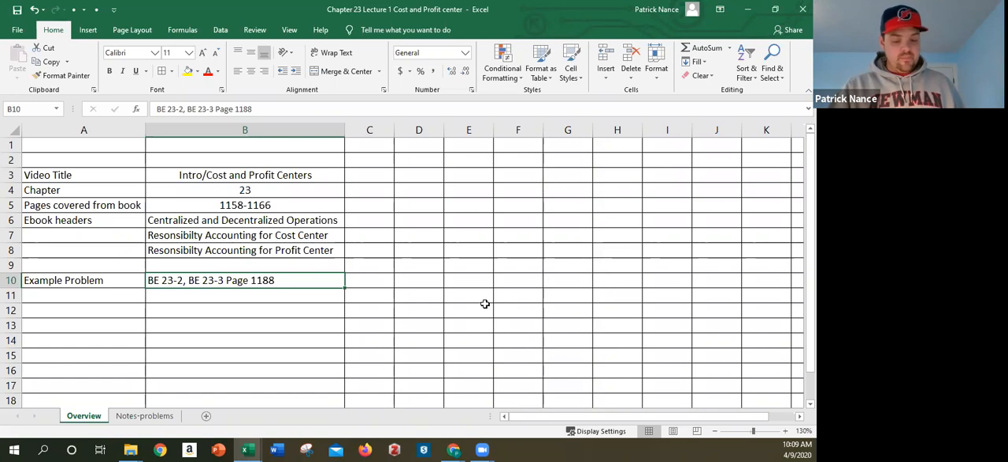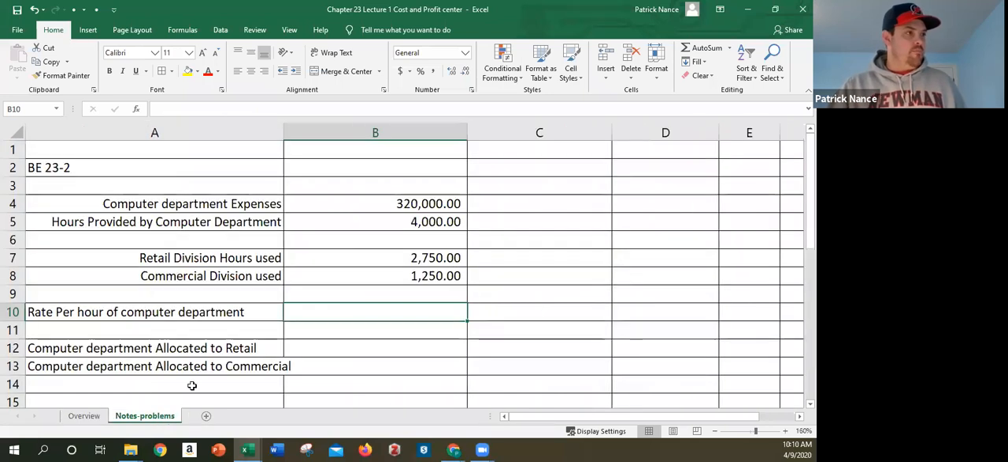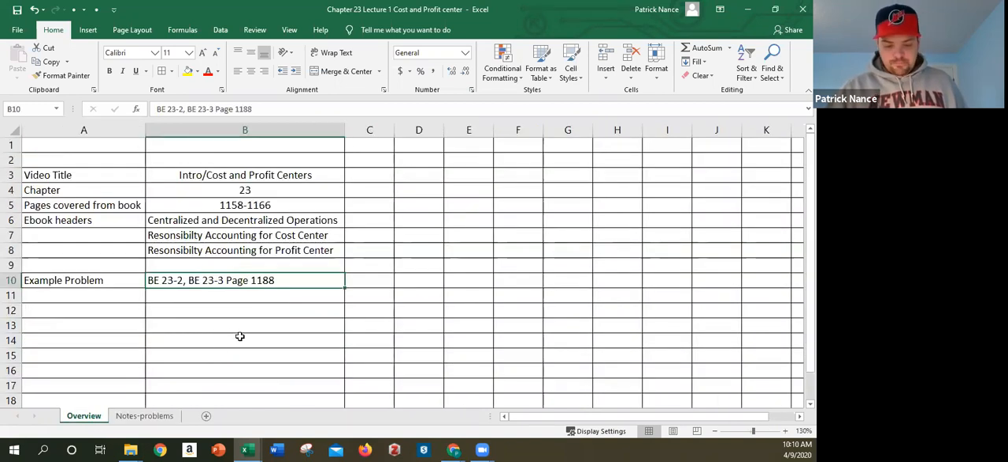Next, actually, we'll go look at a problem. We'll look at brief exercise 23. Actually, no, we'll go back. I don't have a cost center one, I don't think. So we'll go back to this.